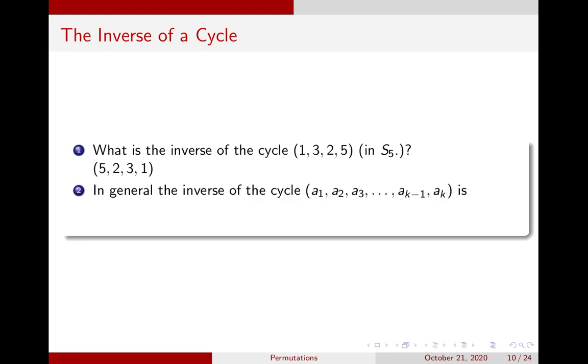And in general, the inverse of the cycle A1, A2, A3, and so on through A sub k minus 1, A sub k, if you have a cycle of length k, the inverse you get by taking the cycle with the numbers in the reverse order: A sub k, A sub k minus 1, and so on down to A sub 3, A sub 2, A sub 1. That was illustrated in the example in item 1 on this slide.